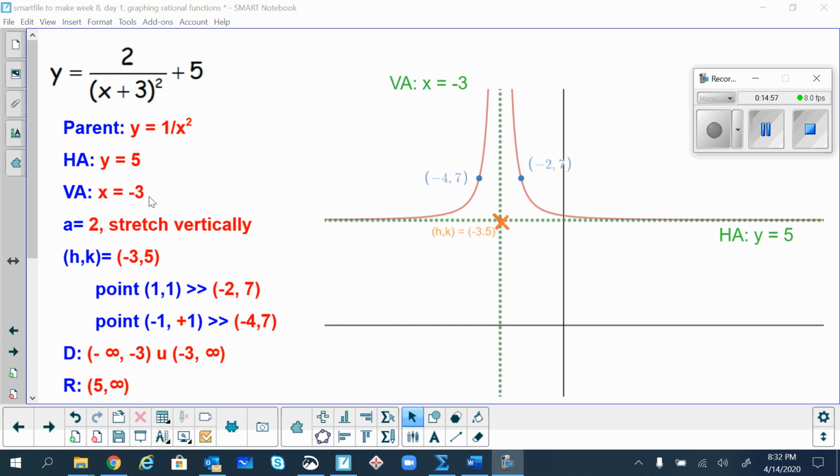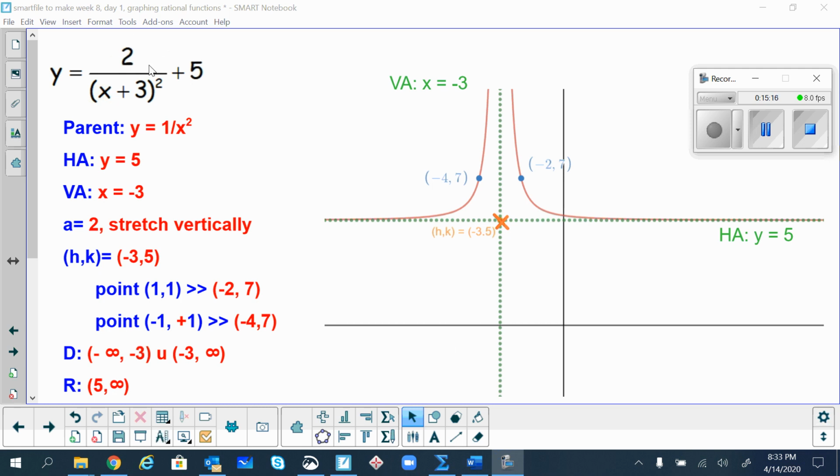Our vertical asymptote will be h. So x plus 3 is the same as x minus negative 3. So h equals negative 3. So our vertical asymptote will be x equals negative 3. Again, I've sketched it on the graph here in green.